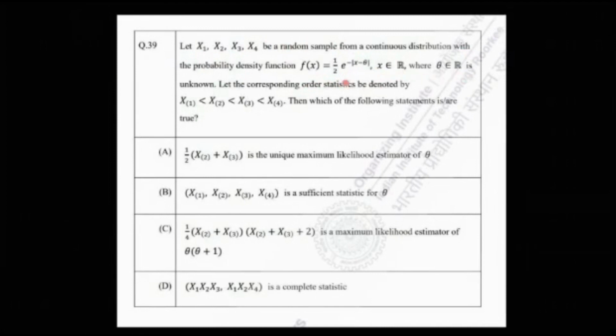Theta is the parameter, right? Theta is unknown. Let the corresponding order statistics be denoted by X order 1 up to X order 4. Then which of the following statements is or are true? So it is a multiple select question. More than one option may be correct.